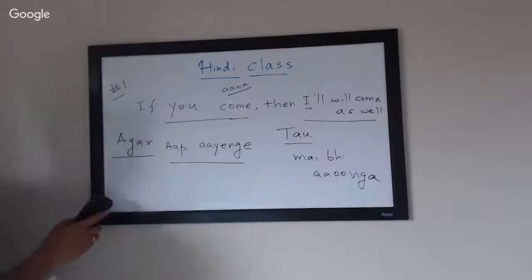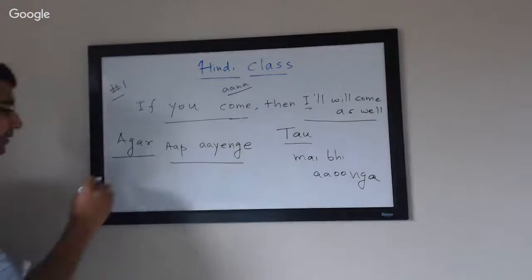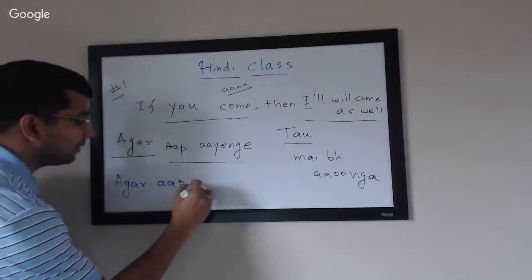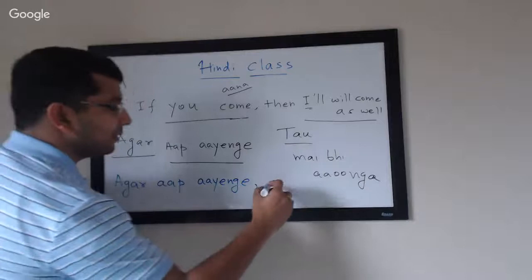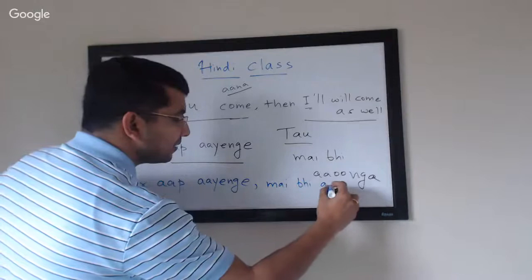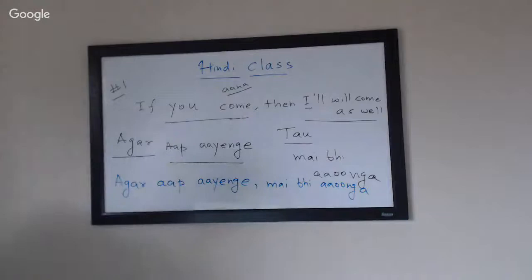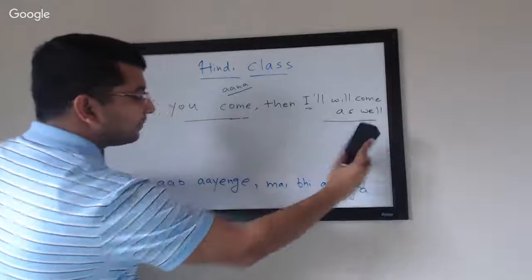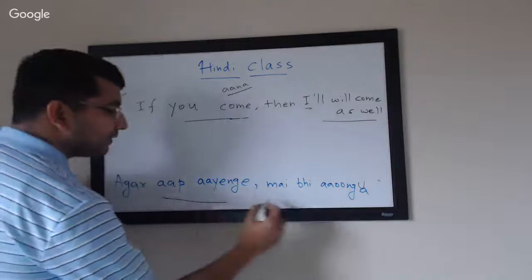So let me rewrite the sentence. Agar aap aayenge, to is optional, so you can say main bhi aaunga. Okay, and I'll write it in Devanagari. And if any part is not clear, let me know. I'll go over it one more time. Okay, but the prerequisite in my mind is the future indefinite, that you should have a clear understanding of future indefinite.